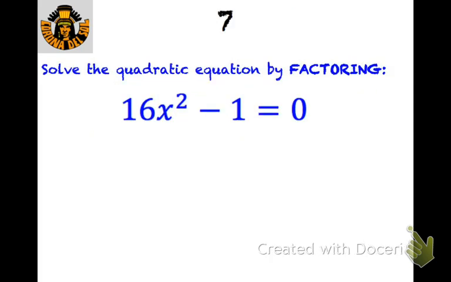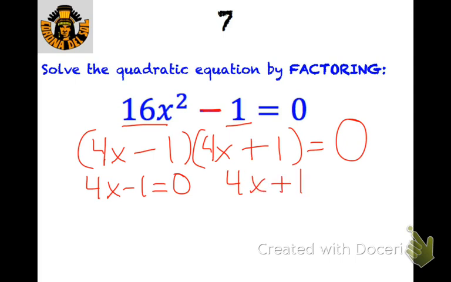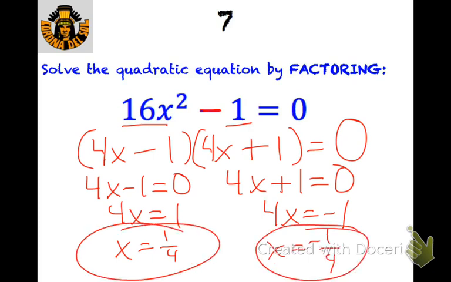Okay, this one's factoring. So you have to notice that this is a difference of 2 perfect squares. That's a perfect square, that's a perfect square, and it's a difference. So this is a pattern that you recognize. So the square root of those: this is 4x and 4x in the first spot, and then the square root of 1 is 1, so that goes in that spot, and it's always alternating signs. After we factor it correctly, then we just take our little factors and we set them equal to 0 and solve for x. So we get x equals positive 1/4, and then we get x equals negative 1/4, so 2 good answers.